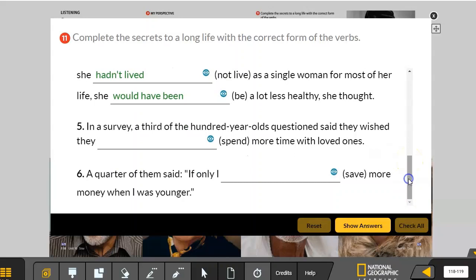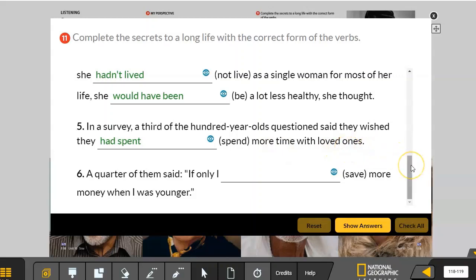Okay, now number 5, guys. In a survey, a third of the 100-year-olds questioned said they wished, remember, we have a different structure but the same pattern, they wish they had spent more time with loved ones. In this case, they wish they had spent, ellos desearían haber pasado, more time with loved ones. That's the meaning of this.